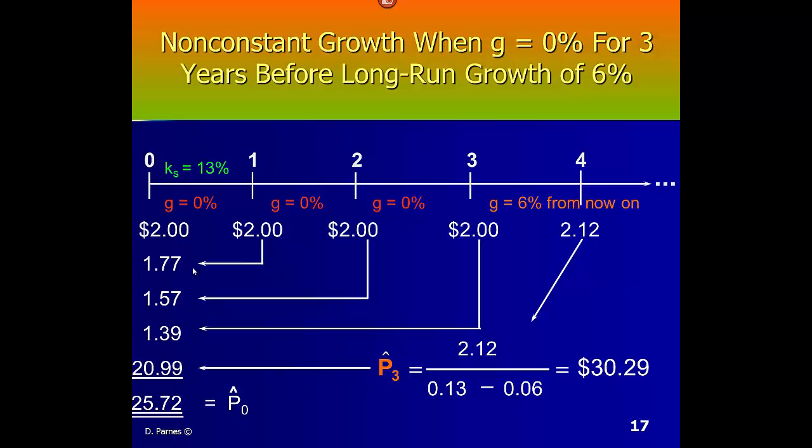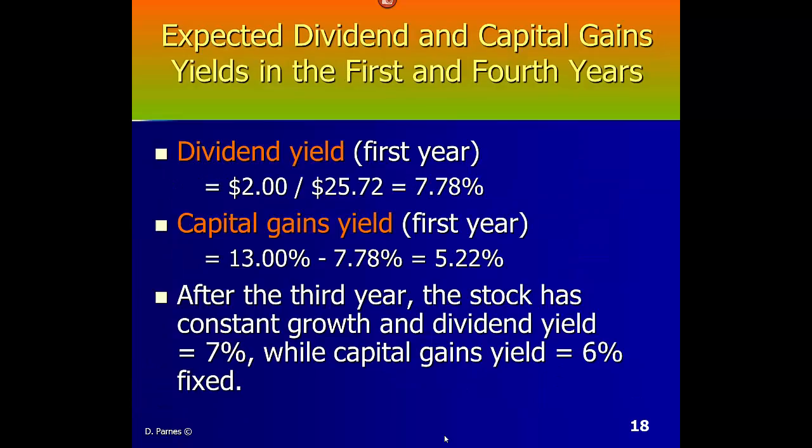Finally, you need to add all of those numbers, excluding, once again I repeat, excluding D0, you do not add it. So 1.77 plus 1.57 plus 1.39 plus $20.99 will give you $25.72. This is the current stock price valuation, P0. It's the present value of the future cash flows.